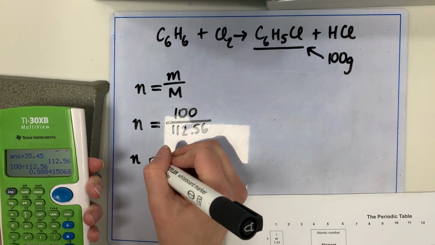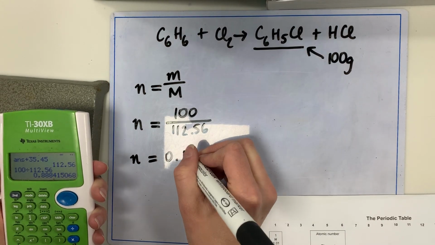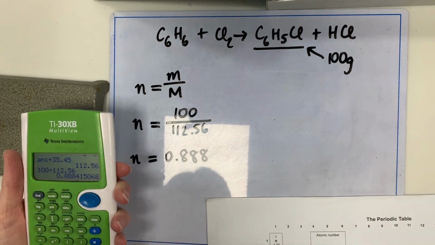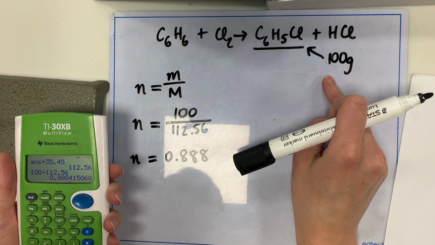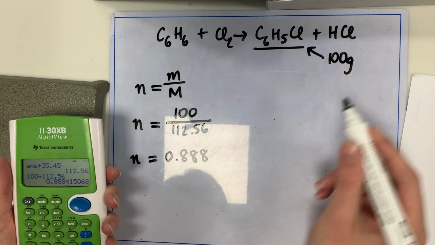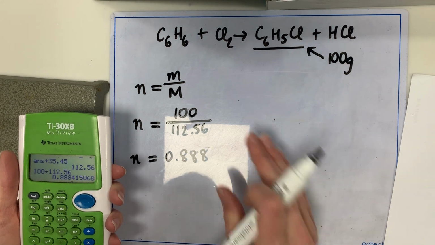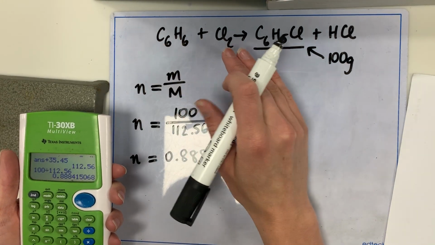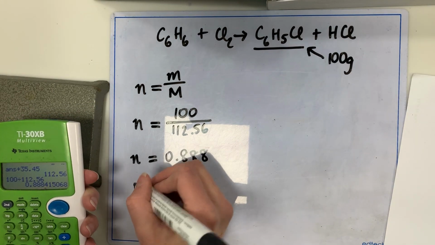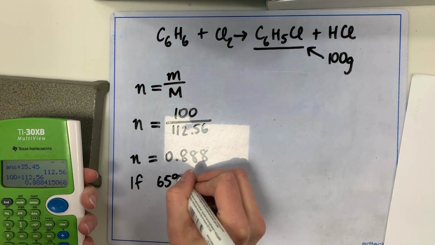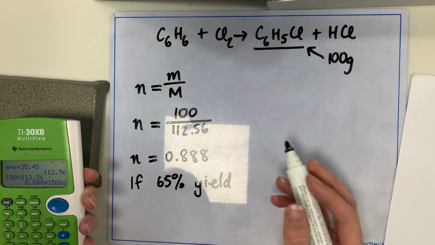Okay, so our moles of chlorobenzene is 0.888. Three decimal places will be fine for that one. So that's our moles here in 100 grams, but we said it's only 65% efficient. So we need to aim to make more moles than that. When we put the reactants into the equation, we need to account for that. So for the moles we need to make, if that was a 65% yield, we need to multiply this.